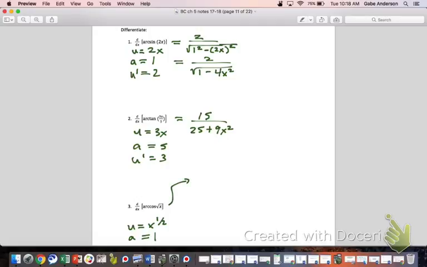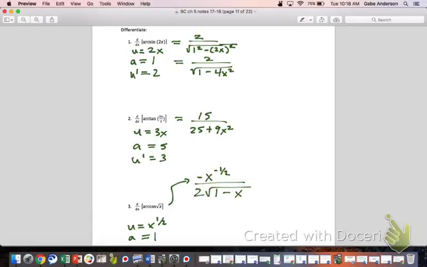Answer is negative x to the negative 1/2 over 2 square root of 1 minus x. Okay, what do you think about that? Yeah, so he got 1/2 x to the negative 1/2.